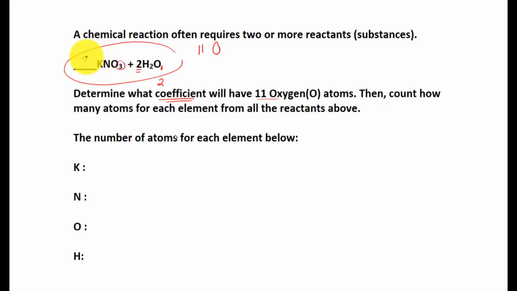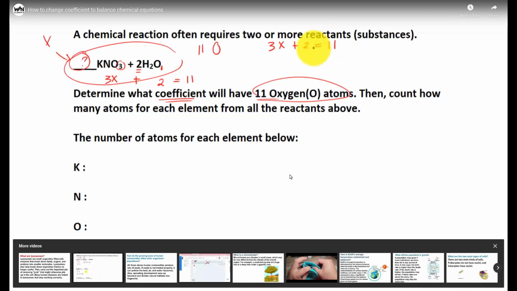So we can say that this question mark can be represented by the letter X. So we can say that this is 3X right there. And when we combine the two reactions together, what do we need to have? 11 oxygen. So we can take that, this plus this equal to 11. So if that's the case, 3x plus 2 equal to 11. Can we solve for x? Yes. Right? See how nicely we put into an algebra equation? We just use x as a question mark.